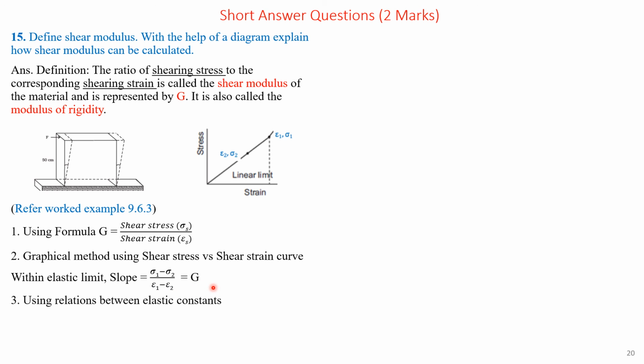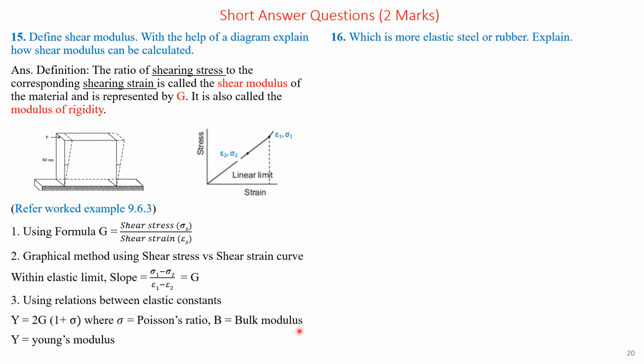that is equal to G. There is yet another method using relations between elastic constants, which is given by the formula Y is equal to 2G into 1 plus sigma, where this sigma is Poisson's ratio, B is the bulk modulus and Y is the Young's modulus.